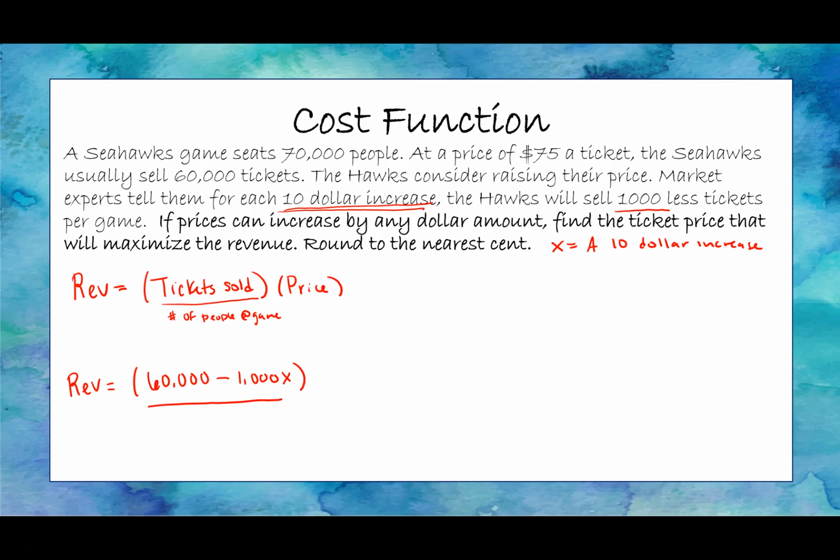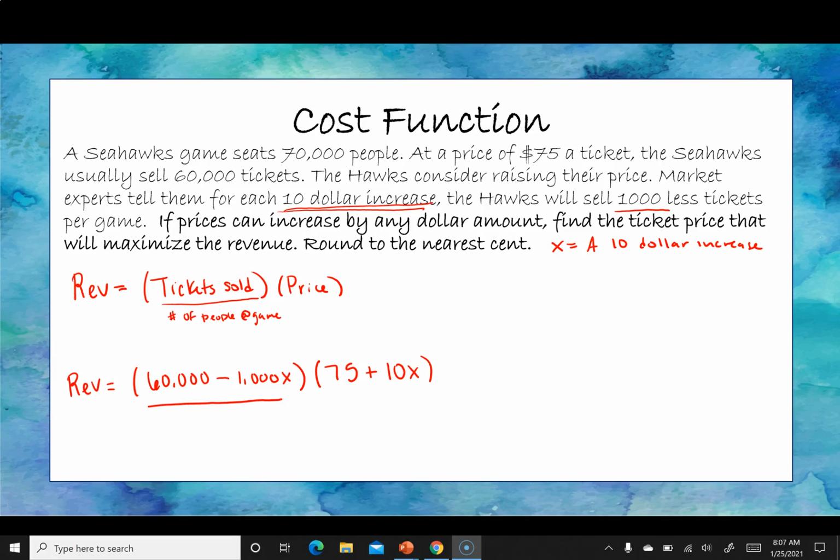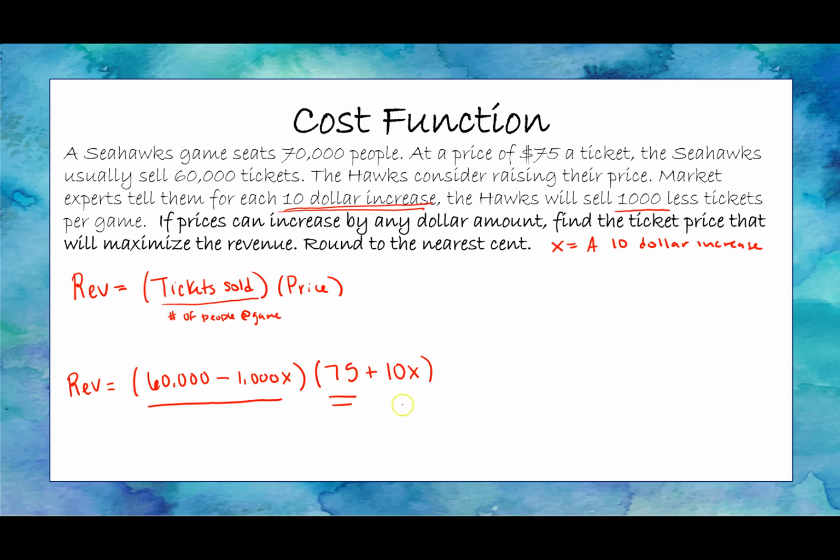that are attending. Now, what's the price going to be? Well, the price is $75, but we're talking about increasing it by $10 increases. So we're going to do that as plus 10x. So do you see what I did there? This is basically saying that my original cost is $75, and then for every x, let's say x is 3, we're going to add $30, which makes total sense.